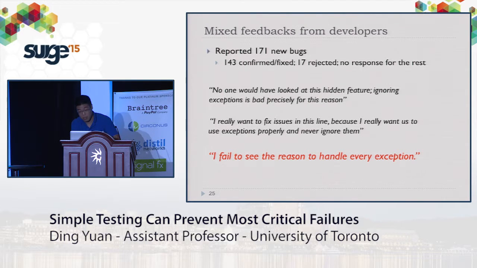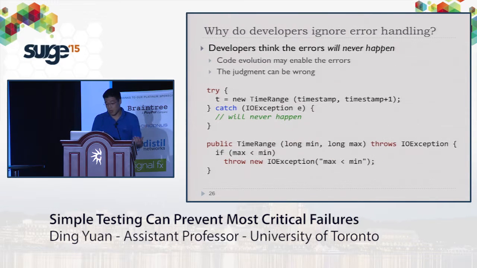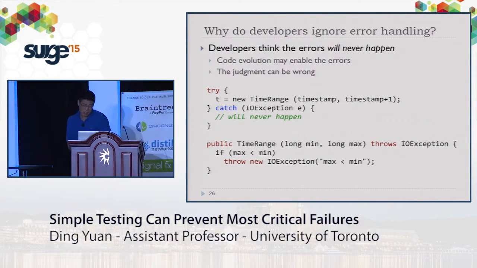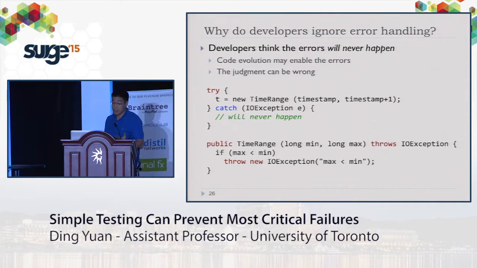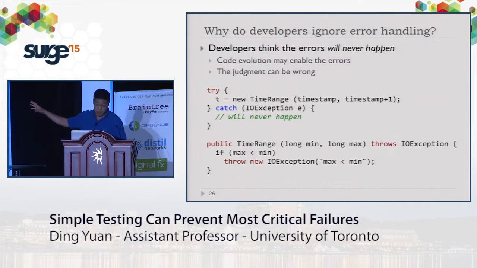The natural question is why? Why do developers ignore error handling? Here are some of our observations. Sometimes the developers wishfully think that the error will never happen, so they just ignore it. And this is an example. But we still argue this is a dangerous practice, because later code evolution might enable the error, so you ignore it. And sometimes this judgment can be simply wrong.